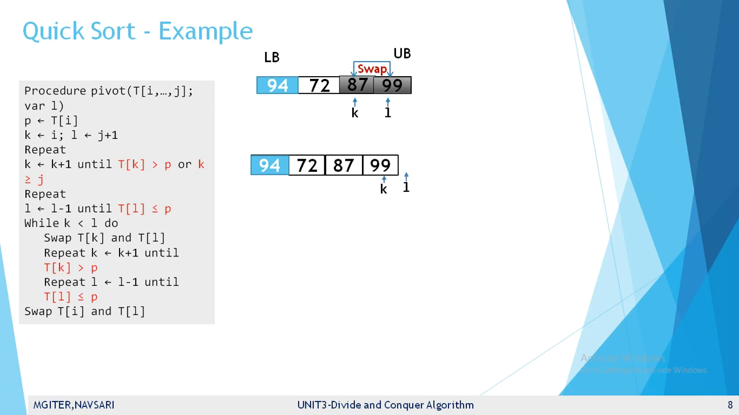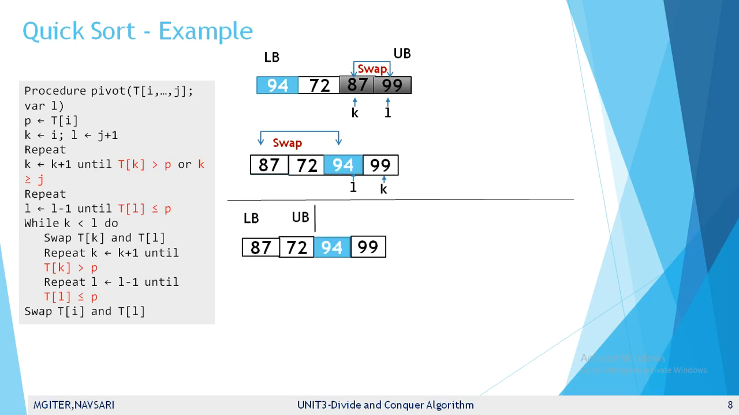So we again increment. Now we decrement the L. 87 is less than 94. Yes, we swap the 94 with the 87. Now again we apply the same procedure at the left subarray. 87 and 72. We increment. 72 is less than, again we increment, 94 is greater than, we stop incrementing. Now decrement the L. 72 is less than, yes. Now we swap the 87 with 72.